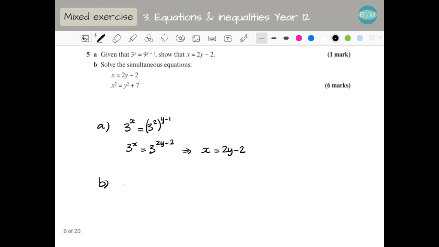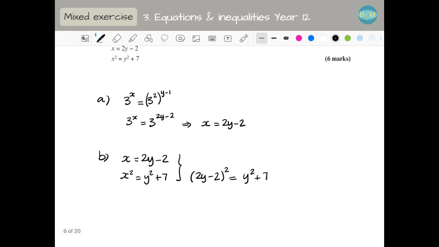We have one linear equation and one quadratic equation. The easiest way is to substitute the linear into the quadratic. We have x as the subject, so it doesn't matter if we do y or x, but in this case x is ready. So we are going to substitute the x here, and write instead of x, 2y minus 2, squared, is y squared plus 7.